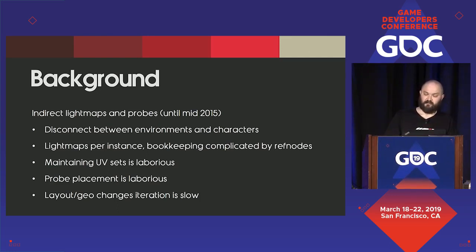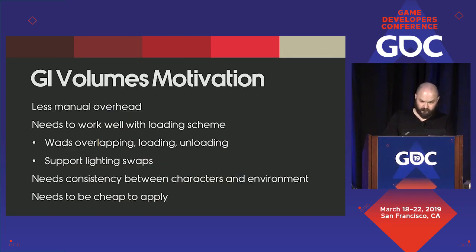Additionally, this was complicated by the recursive nature of our ref nodes. There's a complex pairing of light maps to instances. An object can be on a table, and then the table can be instanced multiple times in a house, and then the house can be instanced multiple times. So it sort of explodes. And UV unwrapping and probe placement is a bit laborious. I mean, obviously we can build tools to help with those things, and we did. But we wanted to try something else.